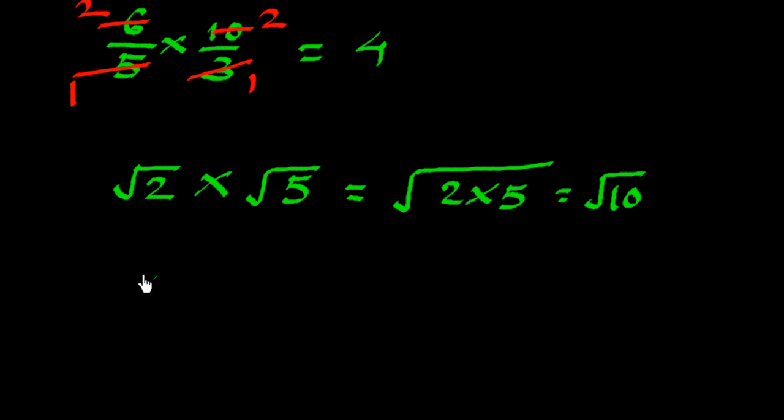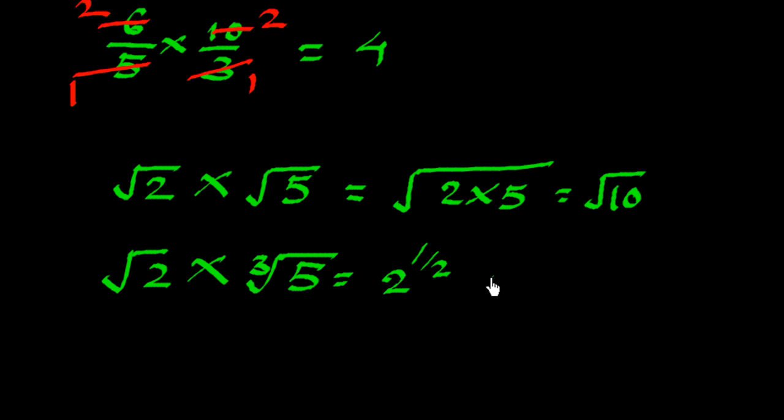If you have root 2 and cube root of 5, it is very difficult to multiply these. We cannot multiply them in the manner I explained earlier, but we could follow some other rules. We will multiply in this manner: 2 power 1 by 2 into 5 power 1 by 3. Now whatever the radicals we have, we take the LCM of these two. So we take the LCM of the denominators of the powers 1 by 2 and 1 by 3, that is 2 and 3. We get 2 into 3, which is 6.